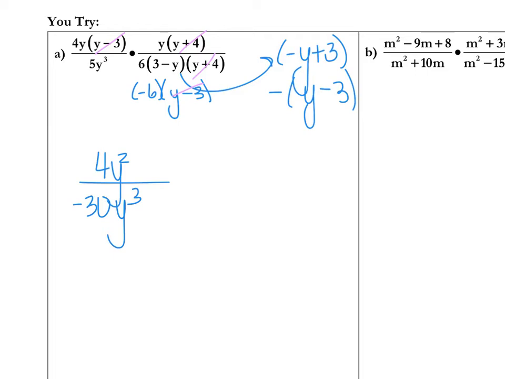And then from here, you just simplify. So you have negative 2 over 15y. And that's it. That's all you can do. There's nothing left to the problem. Just be careful that, technically, y minus 3 and 3 minus y are what we call opposites, because they have exactly the opposite signs in front of each term. But just take that negative out and you're left with y minus 3.